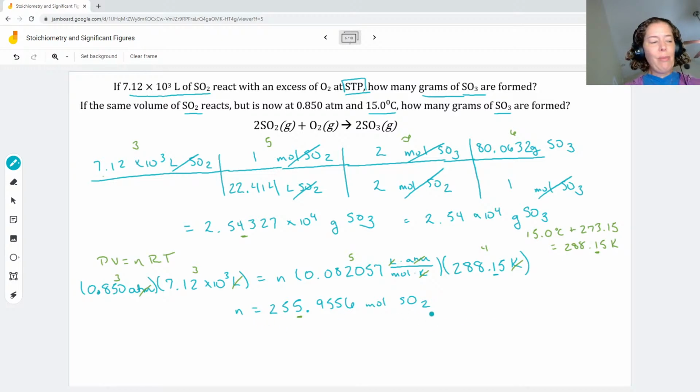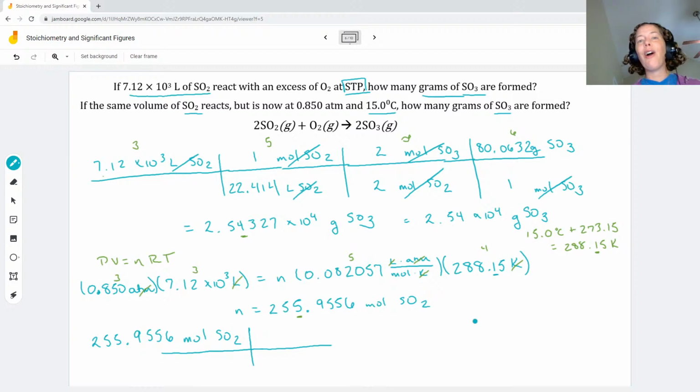Okay, so one more calculation. This is how many moles of sulfur dioxide I have. I need to convert to grams of sulfur trioxide. So I'm just going to rewrite here my number of moles of sulfur dioxide. And now we're going to put in, finally, our mole ratio. Remember, that's why we got to moles in the first place. So I want my moles of sulfur dioxide to cancel, and I am converting to moles of sulfur trioxide.